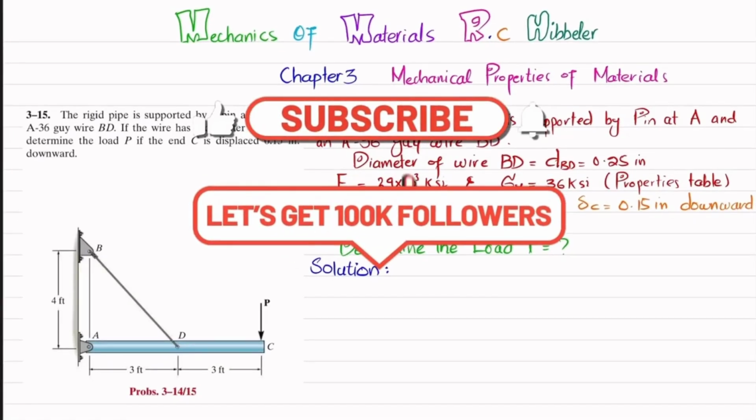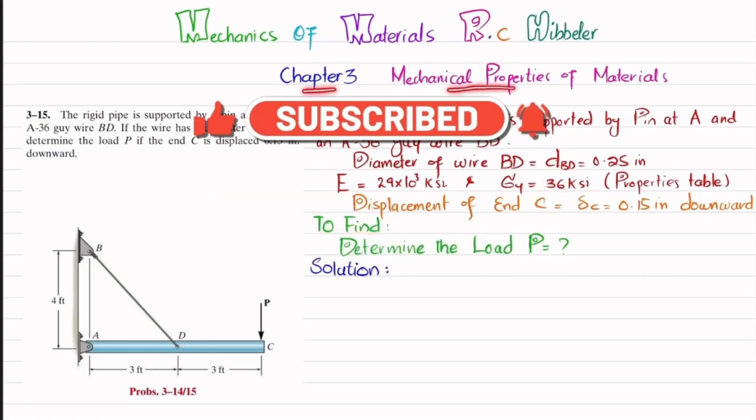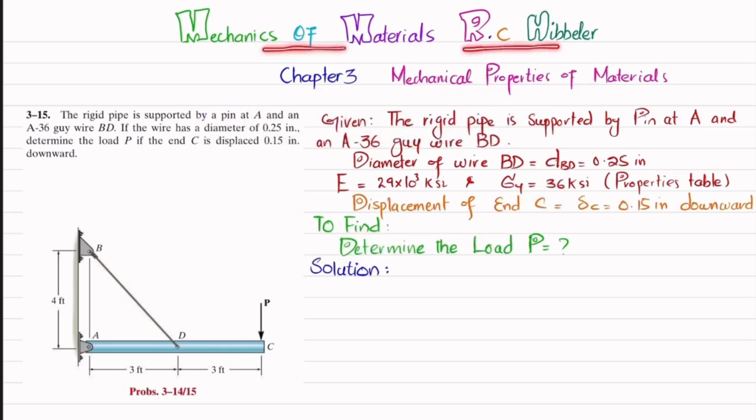Welcome back. Problem 3-15. This problem is taken from chapter number 3, Mechanical Properties of Material, and the book name is Mechanics of Material by R.C. Hibbeler. The statement of the problem is: the rigid pipe is supported by a pin at A and an A36 guy wire BD. If the wire has a diameter of 0.25 inch, determine the load P if end C is displaced 0.15 inch downward.